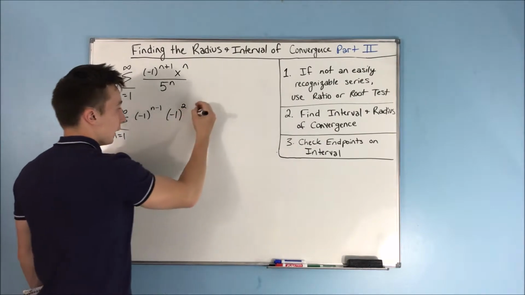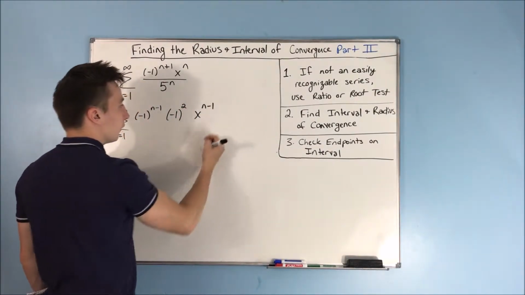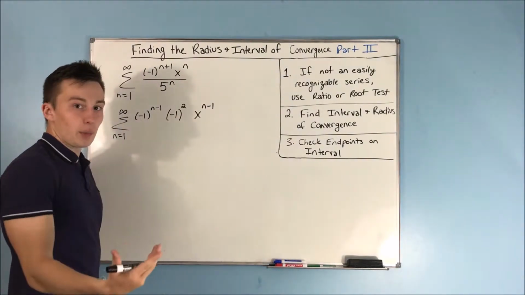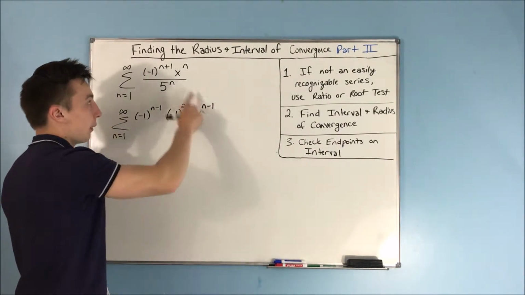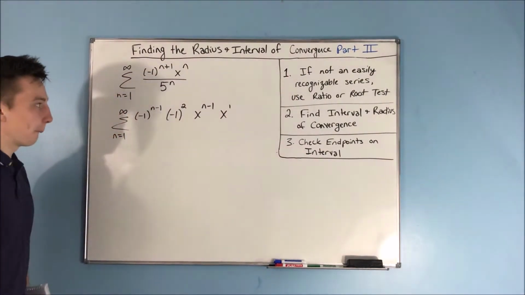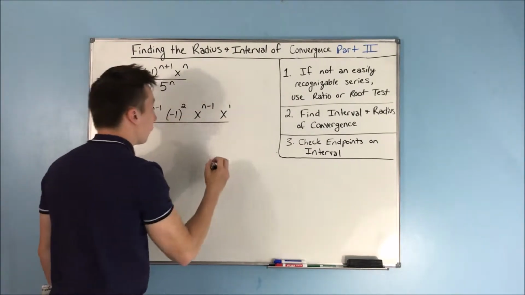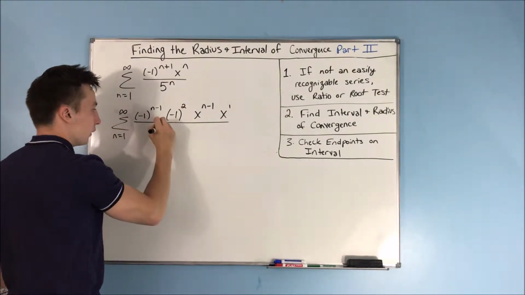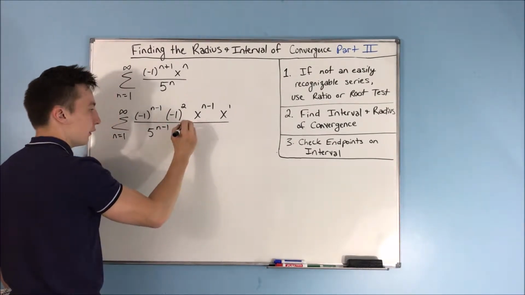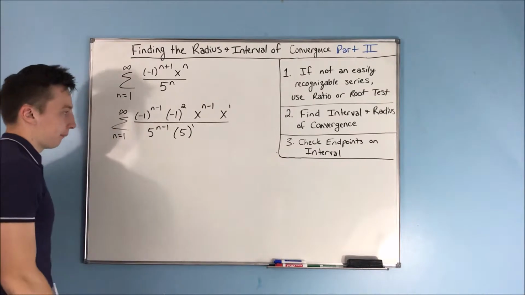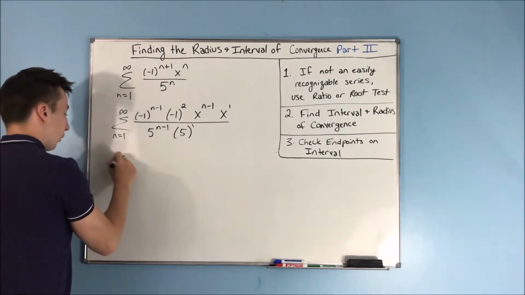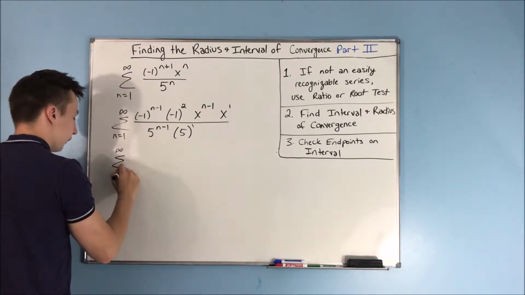Now, what about the next one? If we want an x to the n minus 1, well, from n minus 1 to n, you're just adding 1. So we have an x to the first power. Now we put that over, well, we want a 5 to the n minus 1, and that means that we need a 5 to the first power. Put that right out here. And there you go. Now we are one step closer to having our geometric series.